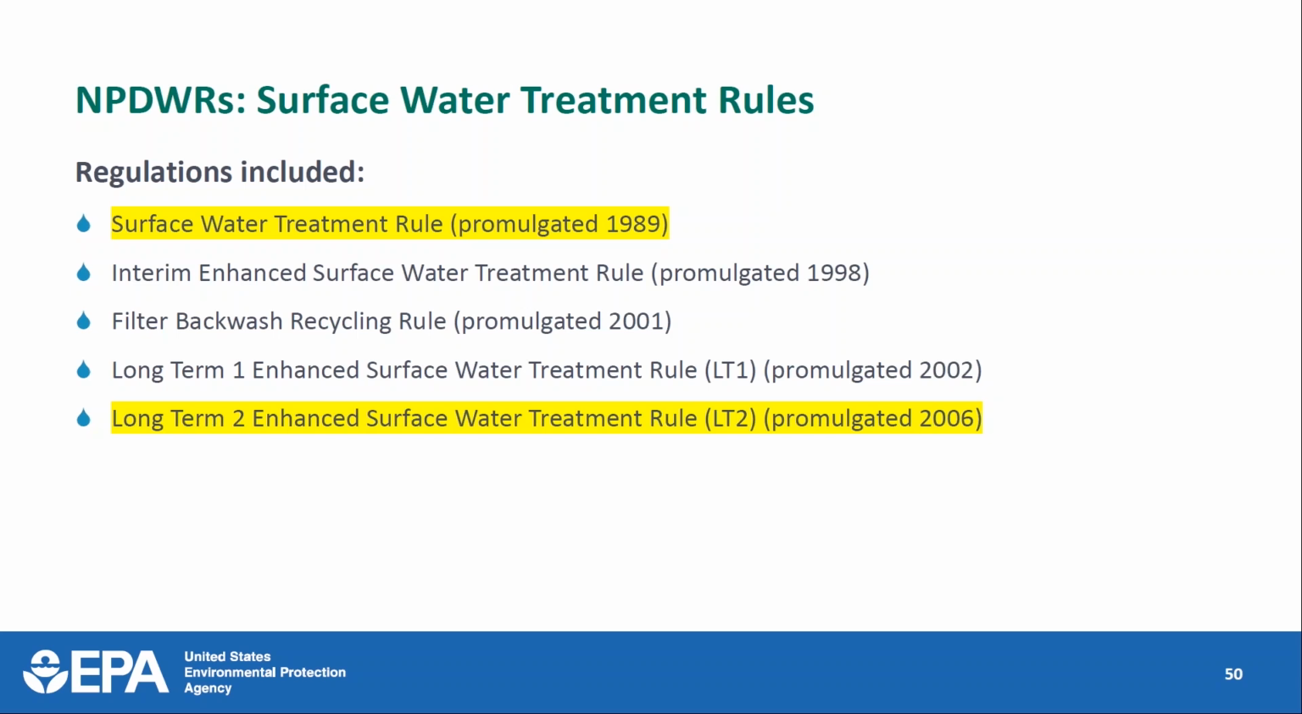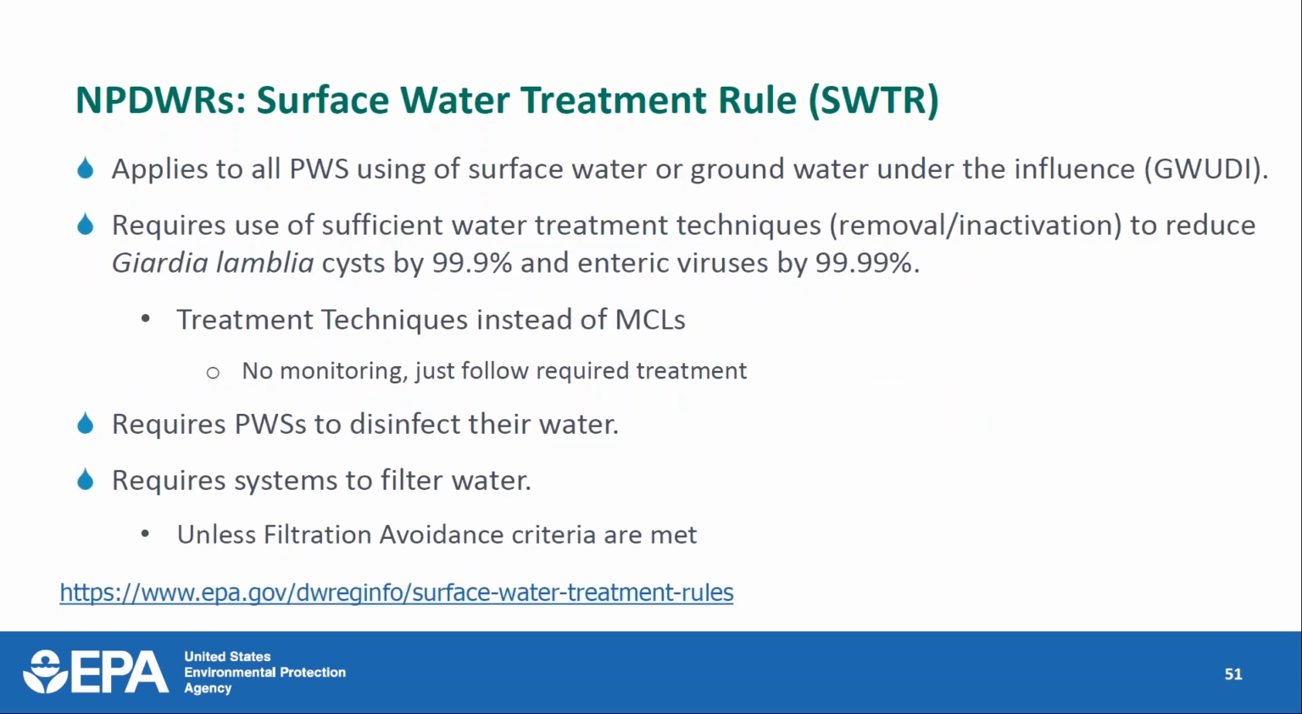So this is a list of the rules that are under this umbrella. I'm only going to talk about the original surface water treatment rule, which was promulgated in 1989, and I'm going to talk about LT2, which was promulgated in 2006. But the other rules are the interim enhanced surface water treatment rule, the filter backwash recycling rule, and the long-term one enhanced surface water treatment rule. Long-term one serves to set limits around crypto, and LT2 builds on that, and the interim enhanced, I'll talk about those in just a second. Next slide, please.